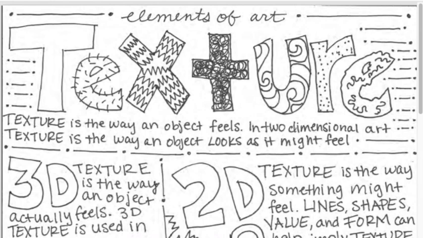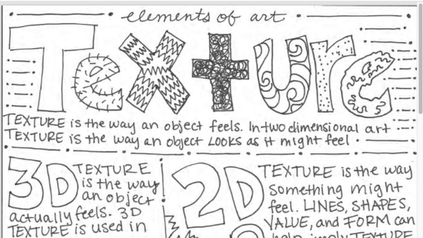So if I have a painting that I add hair to, that has 3D texture. If I have a painting that's bumpy or rough or smooth, the actual paint, the way that feels, that's a 3D texture. Versus 2D texture is the way something looks like it feels. So if I have a painting or a drawing and I draw hair or I draw bumps or I draw that shiny little reflection to show that it's smooth, that's 2D texture. That's implied. That means I've used lines or shapes or value to tell you something might feel that way.